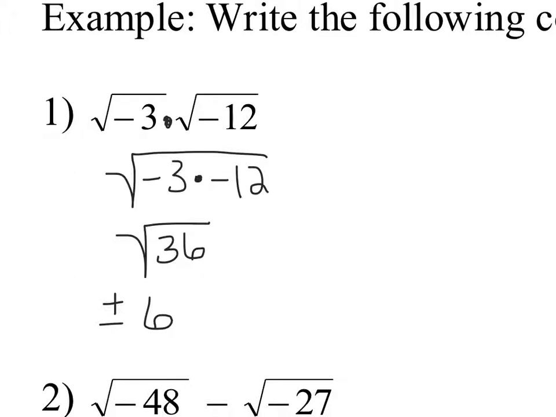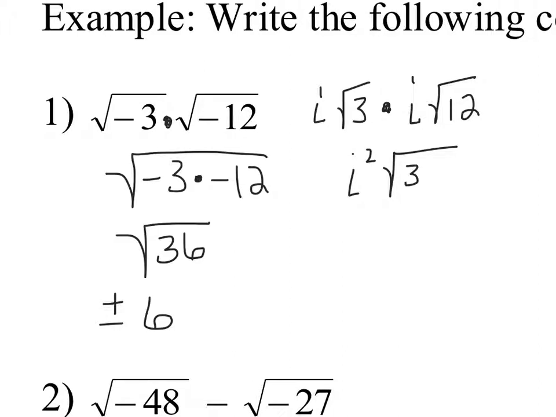Now if I did it as a complex number, this is what it would look like. So it might look like this. i root 3 times i root 12. Well, i times i is i squared. And square root of 3 times square root of 12 is square root of 36. So here we end up with our negative 1 times the square root of 36, which is plus or minus 6. Anyway, you still get a plus or minus 6 for negative square root of 36. So either way you do this, you're going to get the same answer.